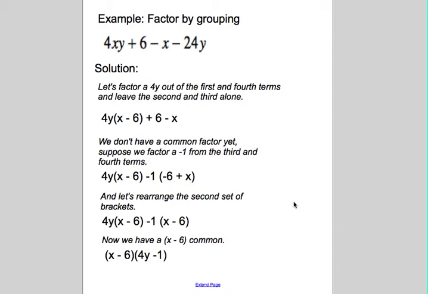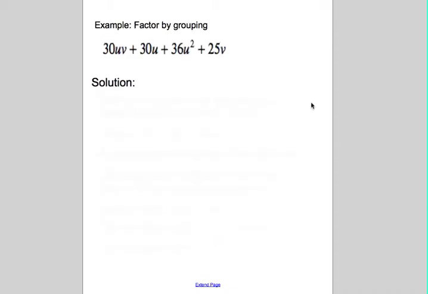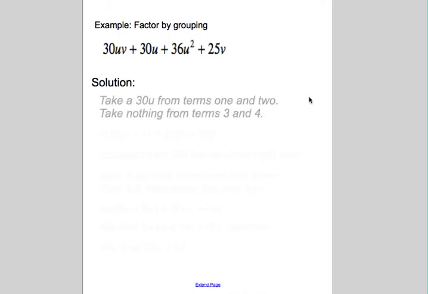So factoring by grouping sometimes requires a little bit of creativity. Let's see what happens when an issue goes wrong. Suppose we were asked to factor the following question: 30uv plus 30u plus 36u squared plus 25v. There's a number of ways that we can solve this. The first way that I saw was by taking a 30u from terms 1 and 2 and taking nothing from 3 and 4, since they share nothing in common.